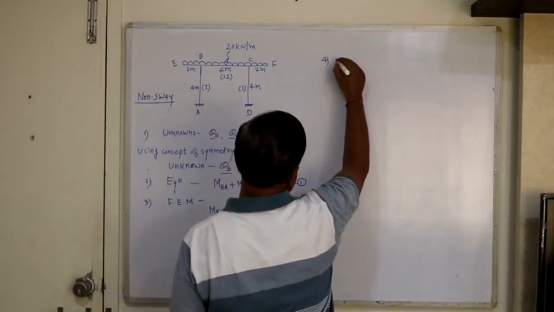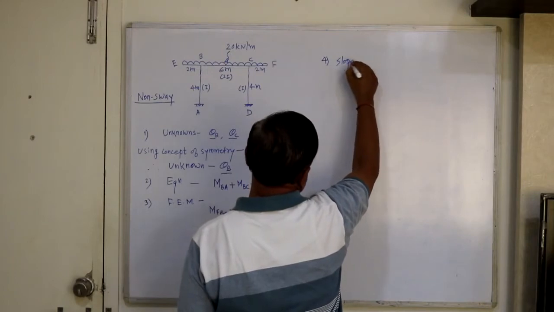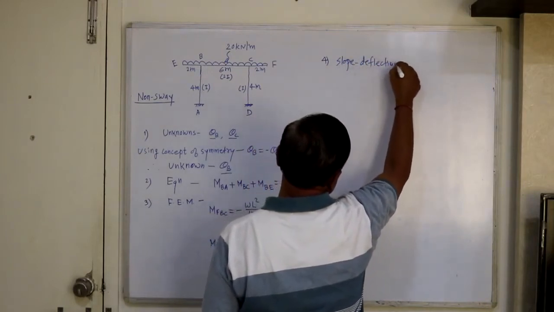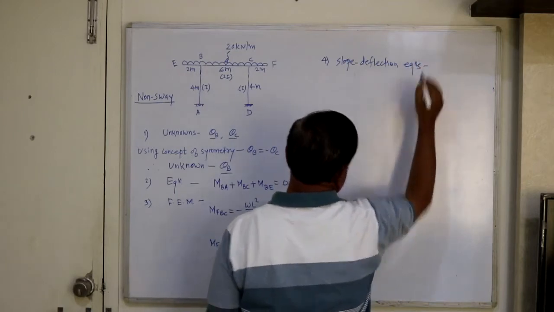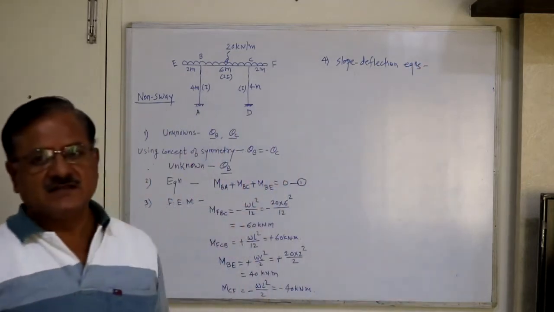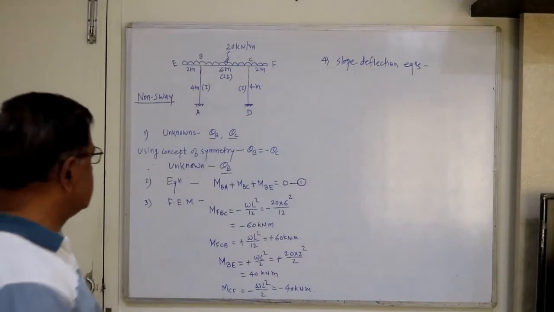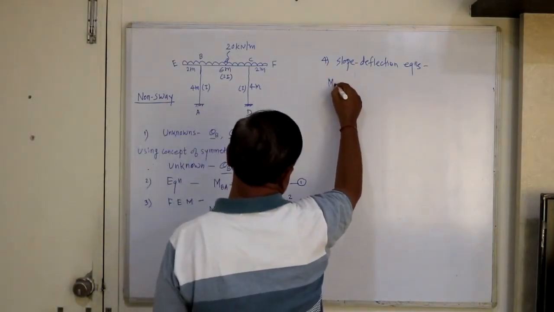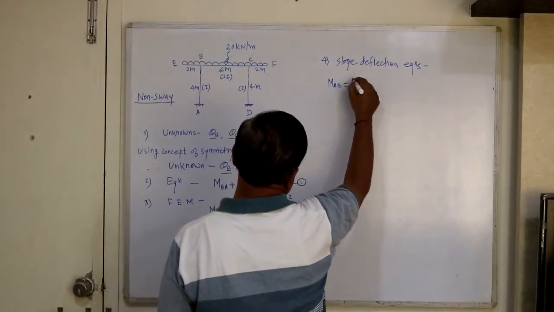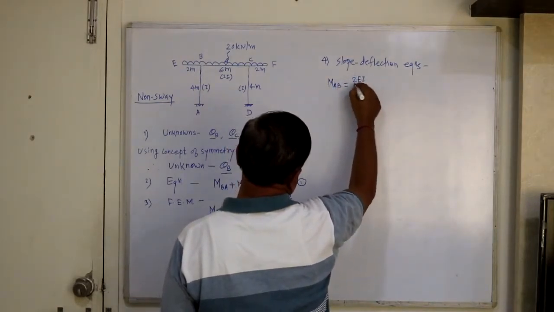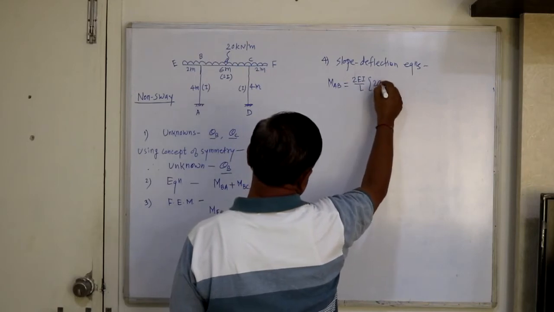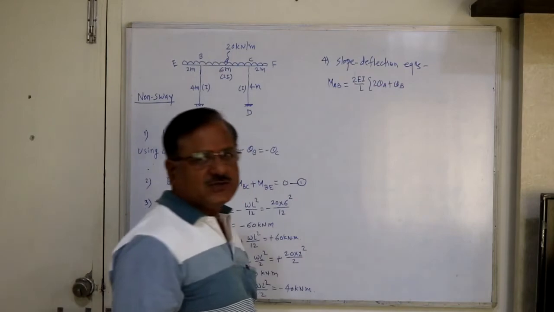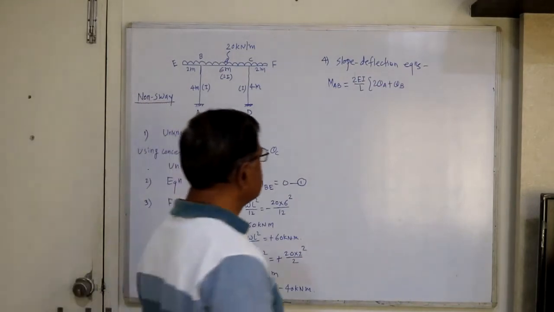So let's develop slope deflection equations. I think you do the calculations yourself. I will write down the equations only. So MAB equal to 2EI upon L into 2 theta A plus theta B, and there is no delta, there is no sway, it's non-sway frame.